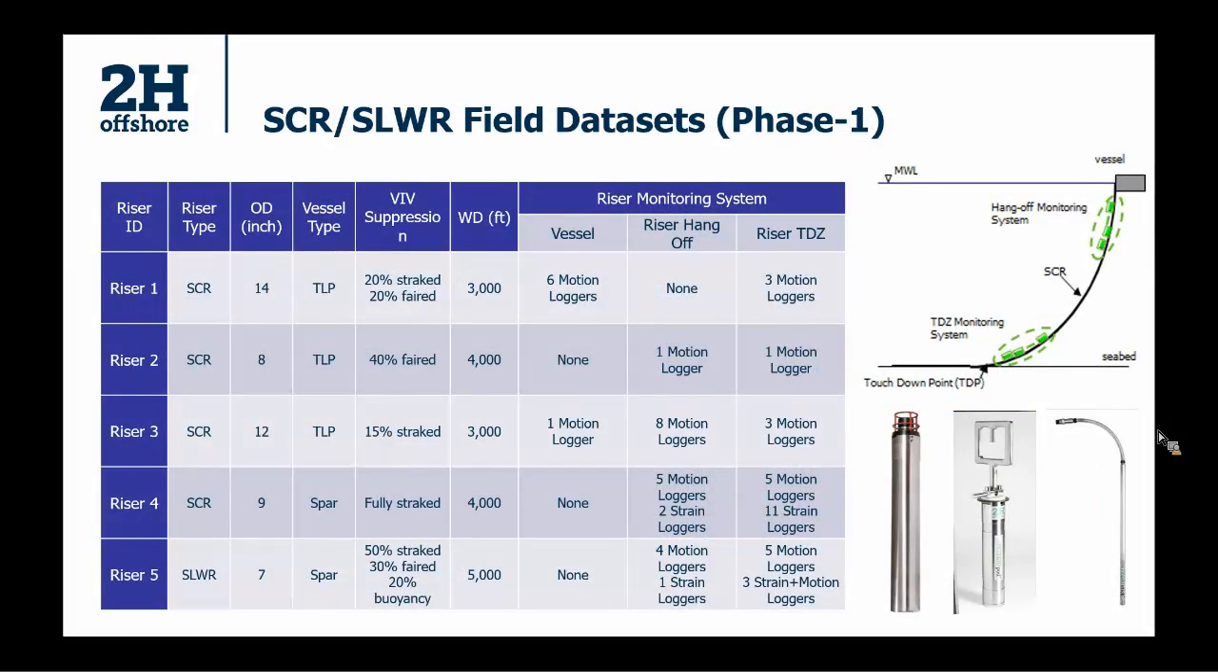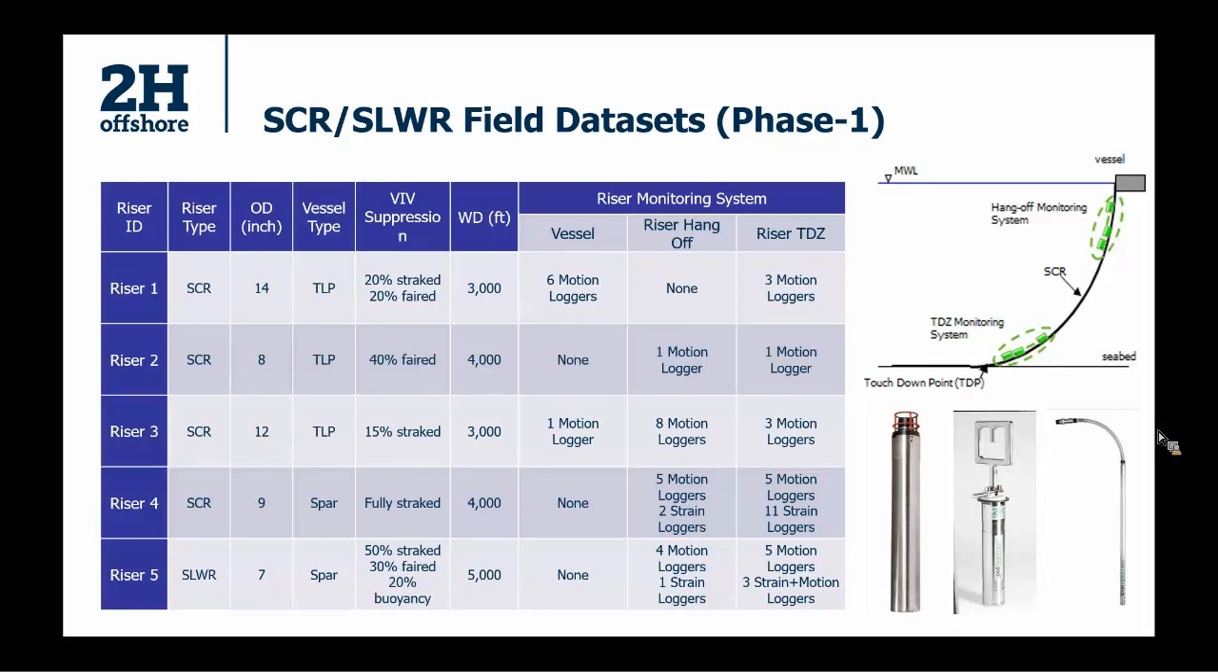So with that, let me show you all the field data sets that we used in phase one. So here you can see 5 risers. 4 of them, the first 4, are SCRs and the last one is an SLWR. They are either attached to TLPs or SPARs.